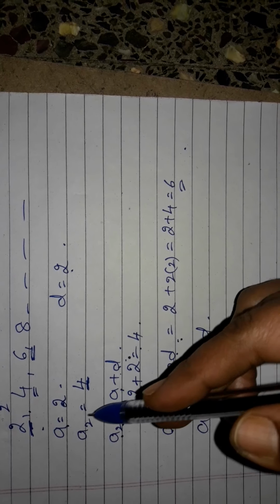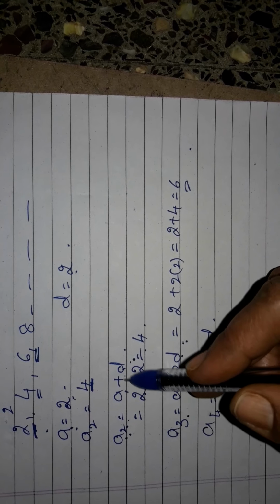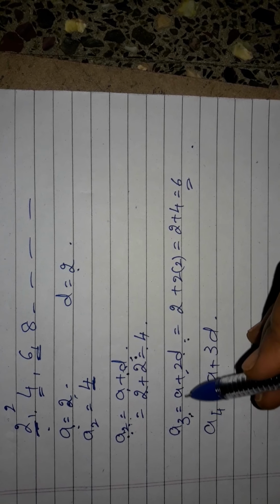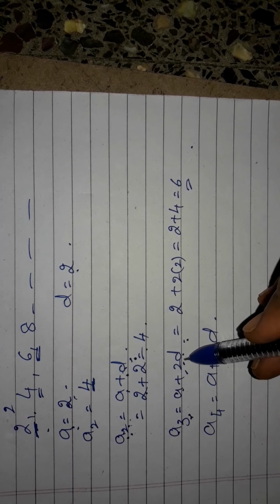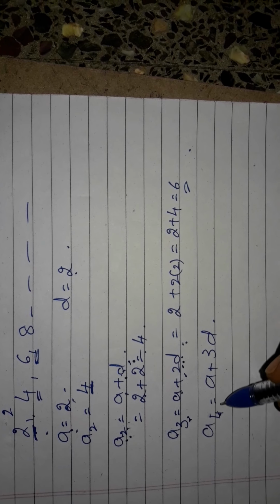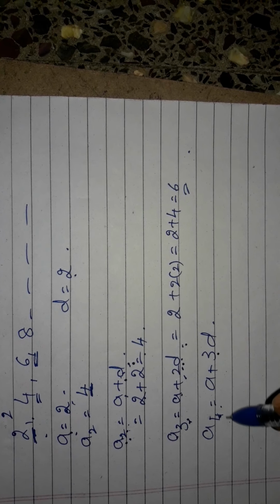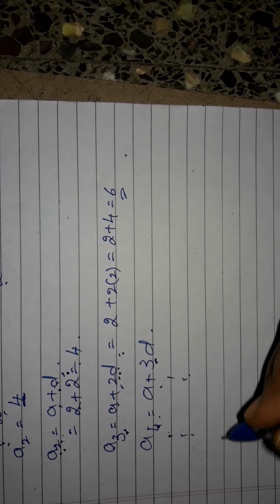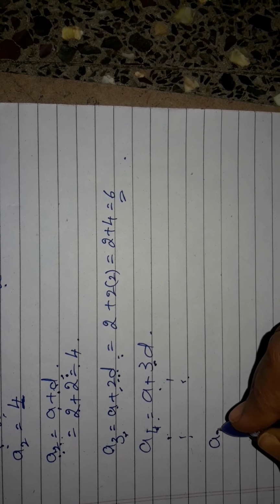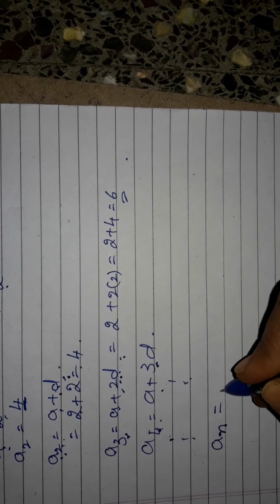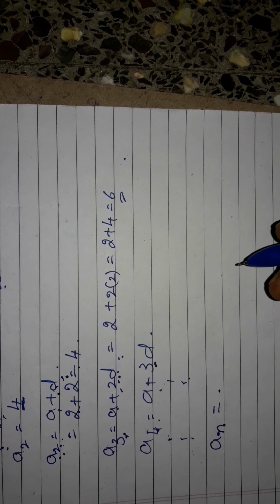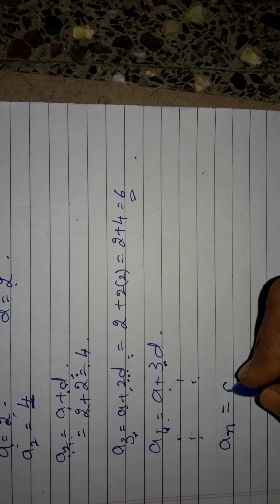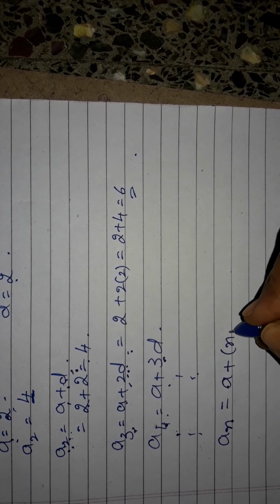You observe here, a is 2. For a2, the number 2 minus 1 is 1, so 1d. a3 is a plus 2d, 3 minus 1 is 2. a4 is 4 minus 1, 3d, so a plus 3d. It will go on continuing. To find the nth term, that is an, n may be any natural number, 1, 2, 3, 4, 5, 6, up to any natural number, it is a plus n minus 1 into d.